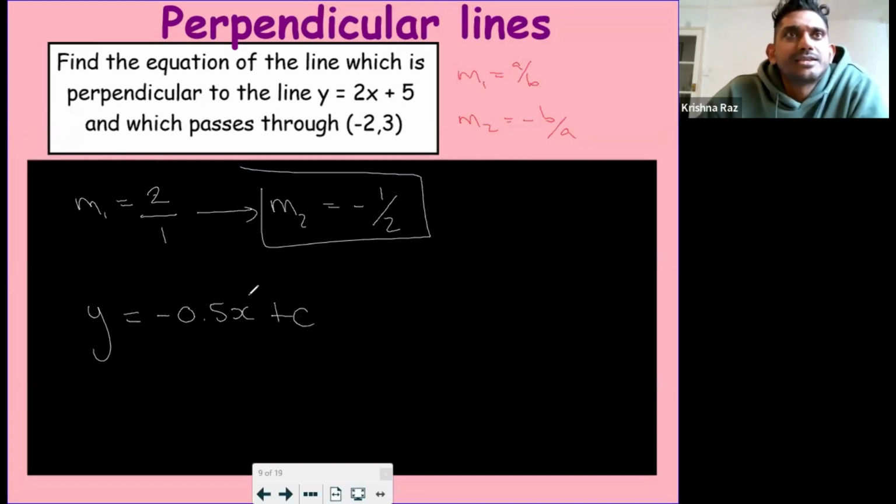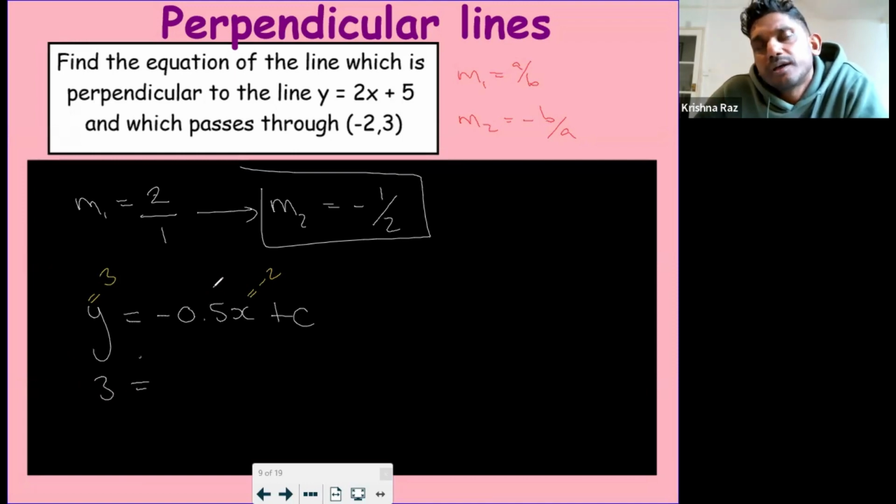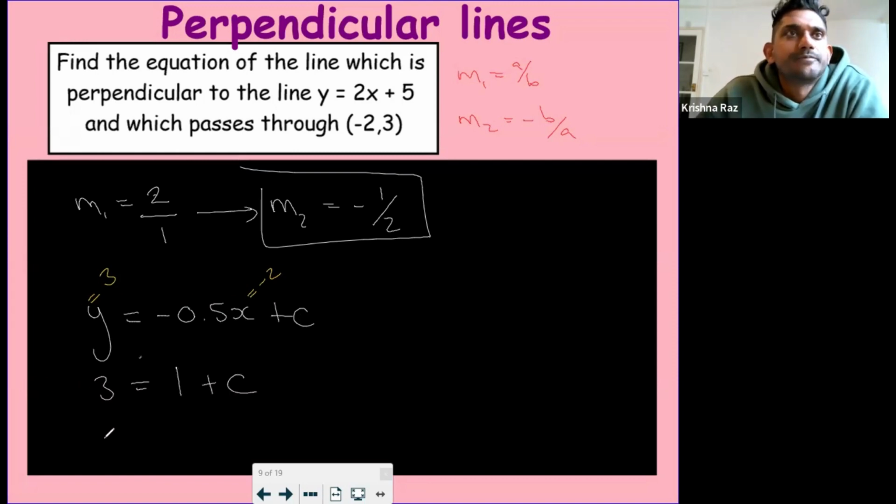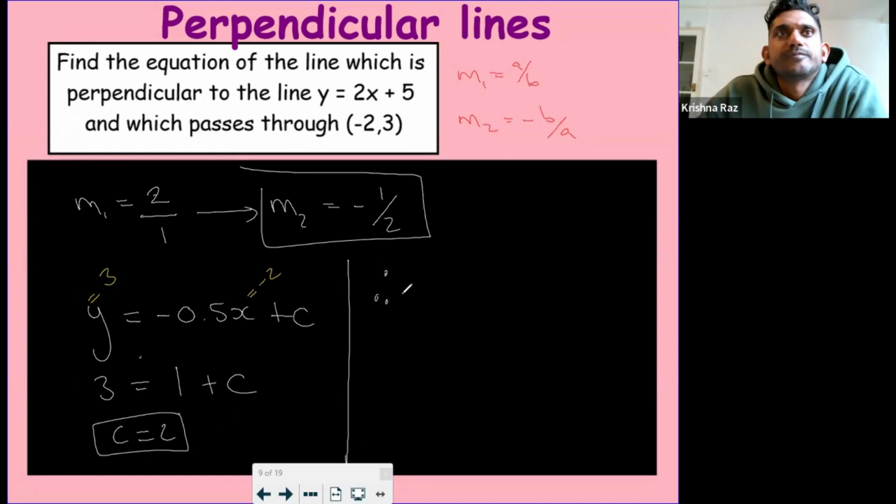Well, we've got x is minus 2 when y is 3. So 3 must be equal to minus a half times minus 2, which is 1, very good, plus c. Therefore, c equals 2, which means y equals minus a half x plus 2.